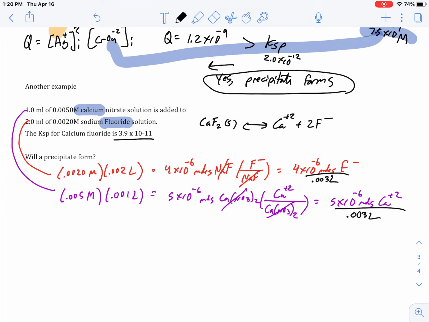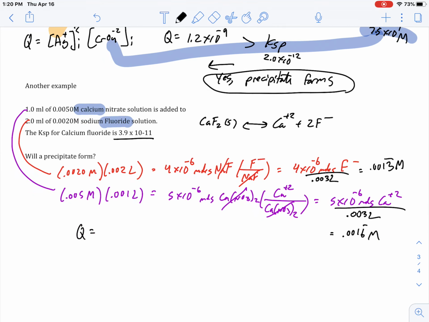So fluoride is 0.00133, repeating, molar. The calcium is 0.0016, repeating, molar. Okay, let's set up our Q expression.